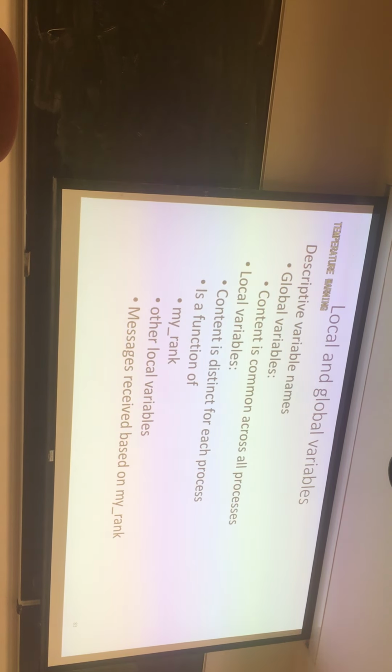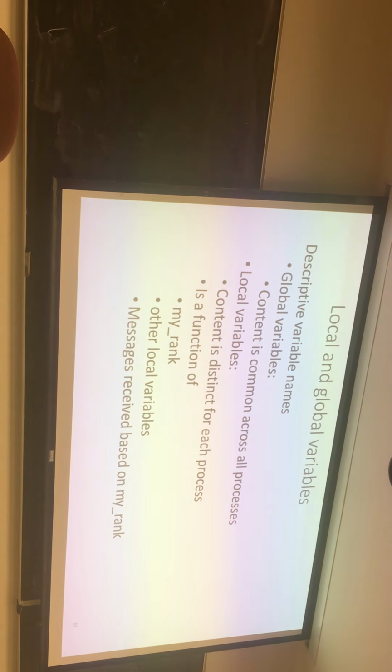Basically, everyone declares the same variables. Do they have the same value for those variables? If they have the same value, then those variables are global variables. If that content is distinct for each different process, it's called a local variable. Typically, local variables are different because they are a function of my rank. Because when you have all the processes started, that's the only difference between all these processes.